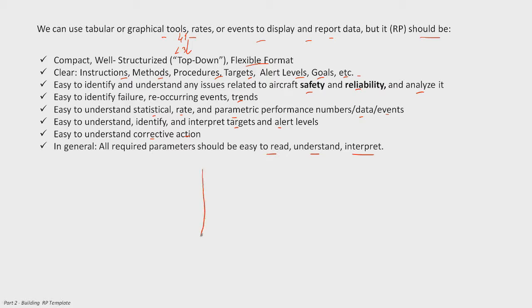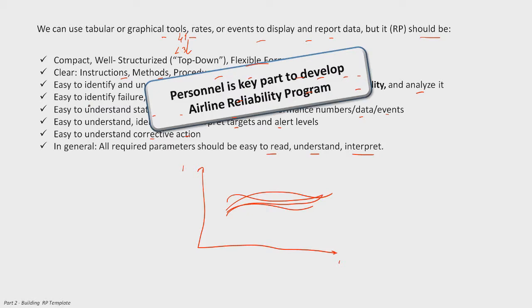Sometimes you open a reliability program, you see a graph, and you see in the graph 10, 15 trend lines. Unfortunately, it's not easy to understand what our dear reliability program engineer, analyst, or clerk wants to say. This is the reason I added this small requirement here. Personnel is a key part of developing an airline reliability program and report. It saves your money, saves your nerves, saves your airline certificate. You know what? It saves your airline.